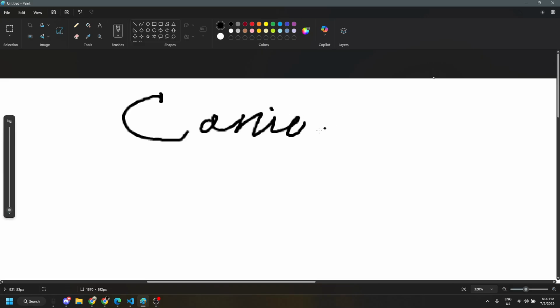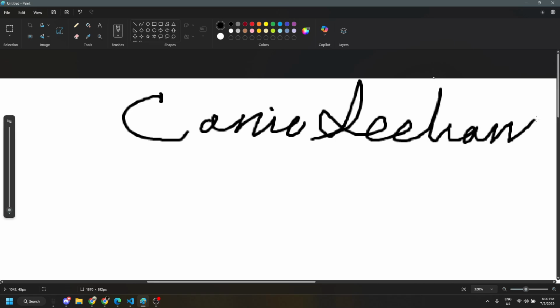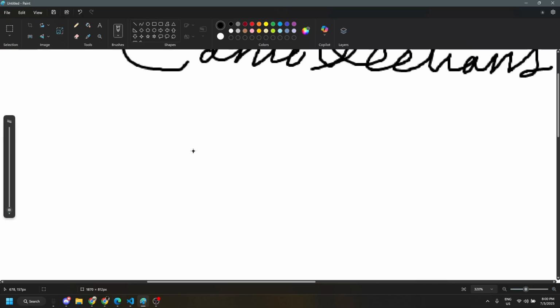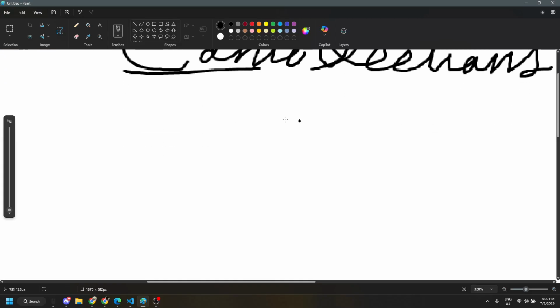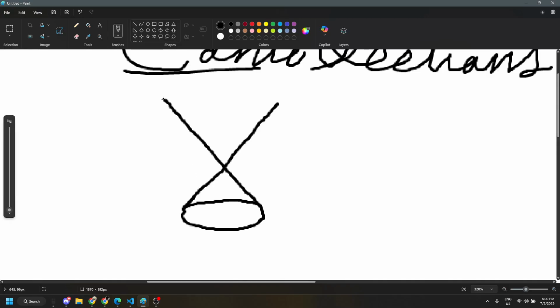conic sections. Conic sections, right? So let's think about this. What are conic sections? Well, it probably has to do with a cone, right? Conic. So conic sections are where you take two cones that are touching each other on the tips, and you cut it in different ways and it produces different shapes.